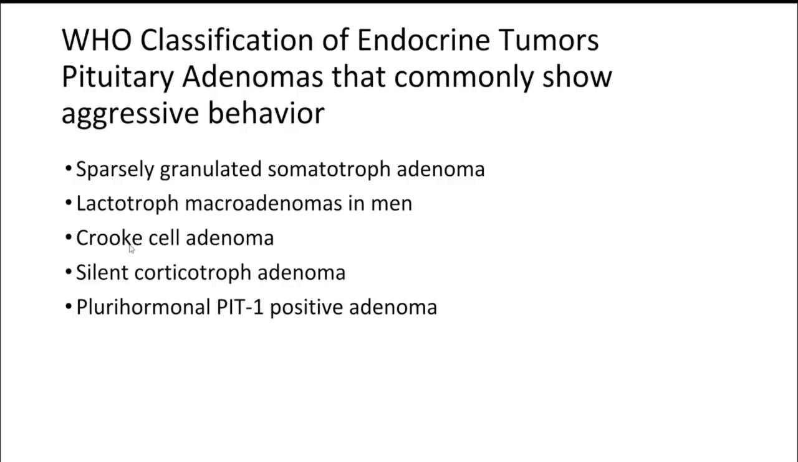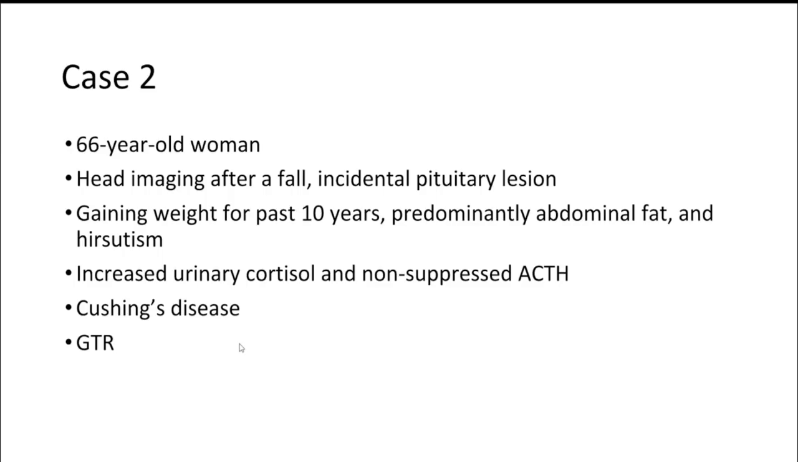Crooke cell adenoma, which is frequently associated with Cushing. So it's a specific corticotroph subtype. The silent corticotroph adenomas, that means the ones that are not associated with Cushing. And this one that is tricky to identify, which is the plurihormonal PIT1 positive adenoma, since you probably need the PIT1 antibody to recognize it, and not all labs offer it. But those are the ones that are important to have in mind regarding potential for more aggressive behavior.